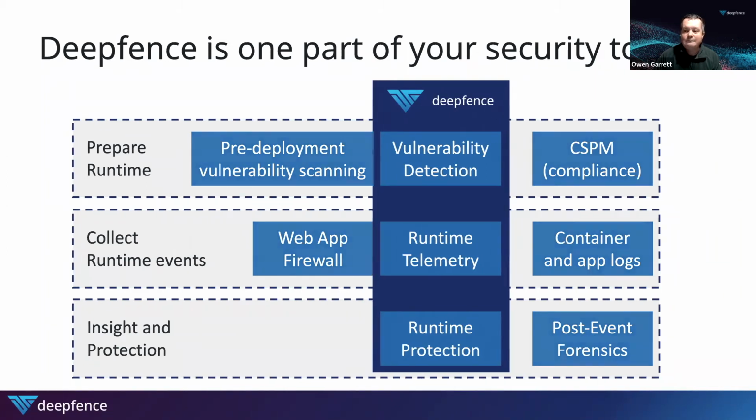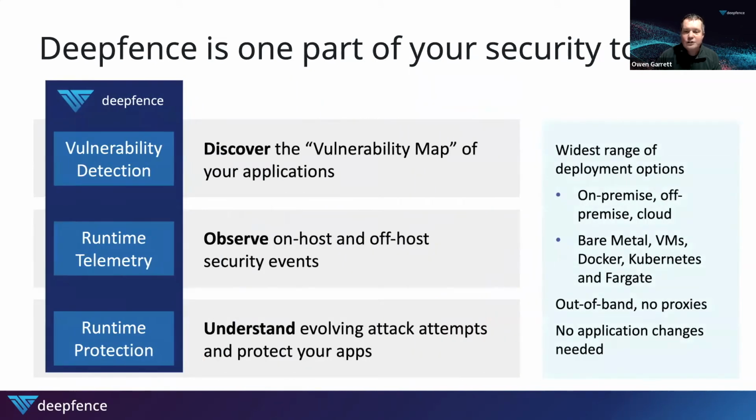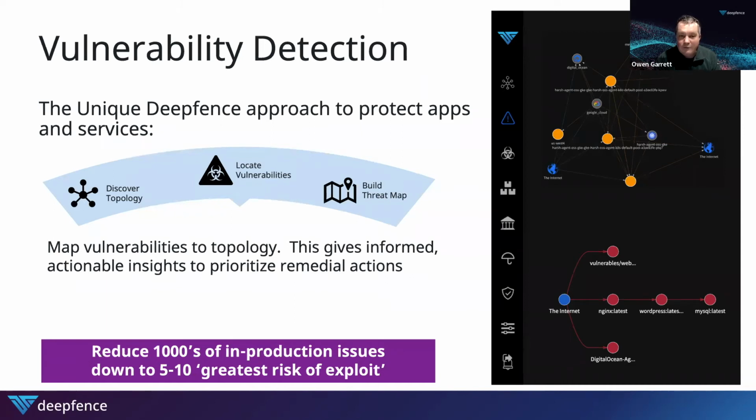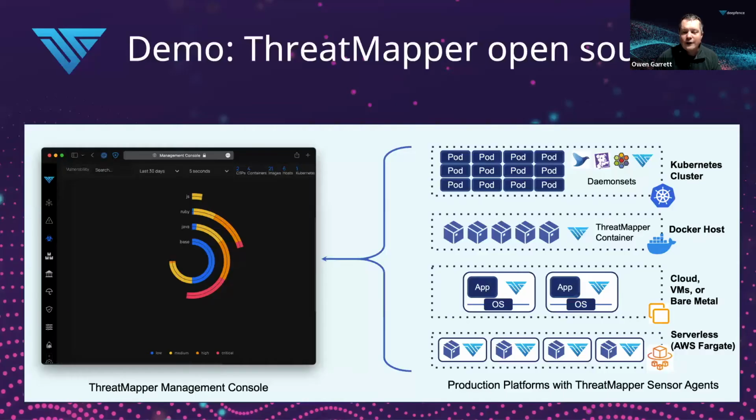attacks in progress. And today we'll focus on the vulnerability detection that ThreatMapper offers, the ability to discover the vulnerability map of your applications. The Deepfence approach addresses your runtime environments, and it maps out the topology of those environments, identifies the services within, identifies the vulnerabilities, and prioritizes them based on risk of exploit. And by doing so, reduces tens of thousands of in-production issues down to a much shorter list of just 5 or 10 of greatest risk of exploit.